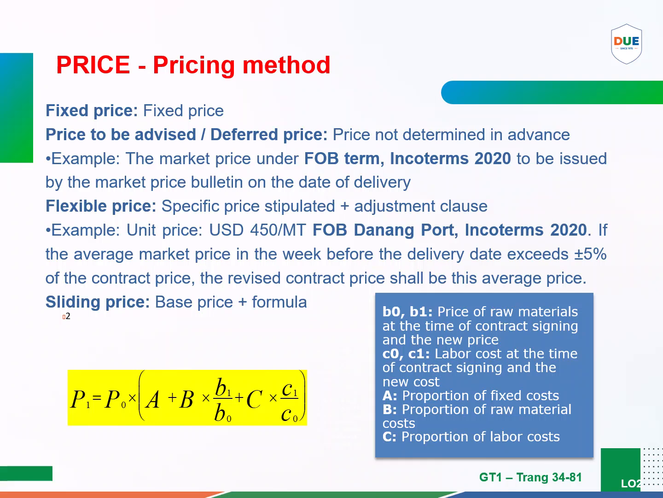With a sliding price, the price is based on a base price combined with an adjustment formula that reflects fluctuations in cost components such as raw materials and labor. In the formula, the new price is calculated from the base price multiplied by the total proportions of fixed costs, raw material costs, and labor costs, taking into account changes of each component relative to the contract signing date. This method is typically used for long-term contracts, industrial goods, equipment, or projects where input costs vary significantly over time.